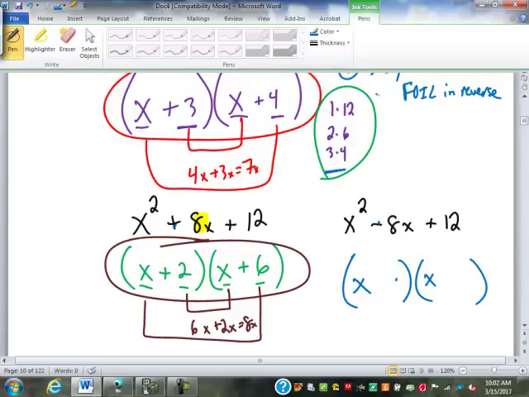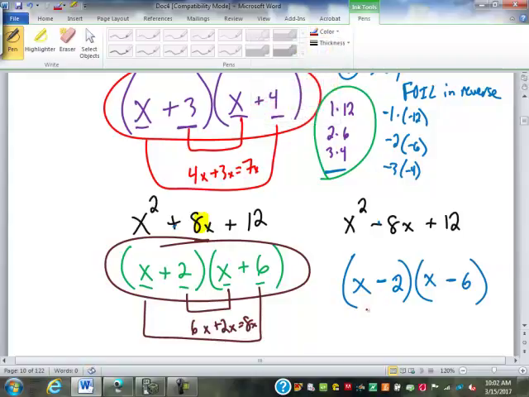I could have 1 times 12 would make 12, and 2 times 6 makes 12, and 3 times 4 makes 12. But there's another set of numbers that does as well. Negative 1 times negative 12 makes 12. Negative 2 times negative 6 makes 12. Negative 3 times negative 4 makes 12. Since a negative times a negative makes a positive, I could also have 2 negative numbers there. So here, instead of 2 and 6, I'm going to use minus 2 and minus 6, or negative 2 and negative 6.